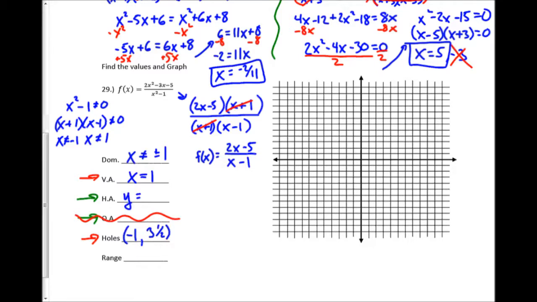So I can get rid of the oblique. And when they're the same, I divide the leading coefficients. Remember, that is the number out front, which is the 2, and the 1 down here. So 2 divided by 1 gives me a 2. So y equals 2 is my horizontal asymptote.